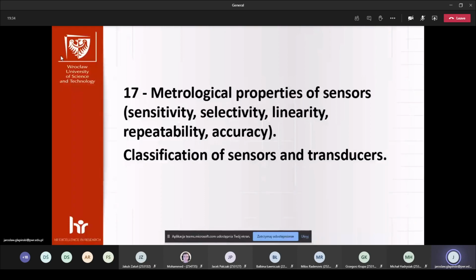Okay, so as I said in the beginning, today we are going to the second part of our lecture. So we are going towards the sensor and the transducer. Today I'm going to tell you something about metrological properties of a sensor. We can classify and define the words sensor and transducers.